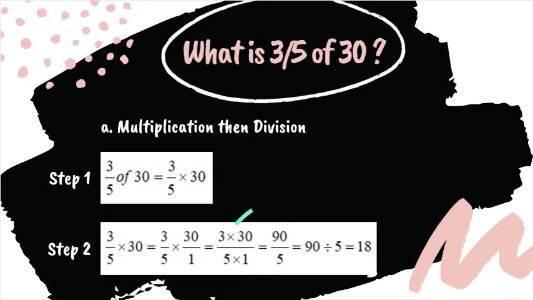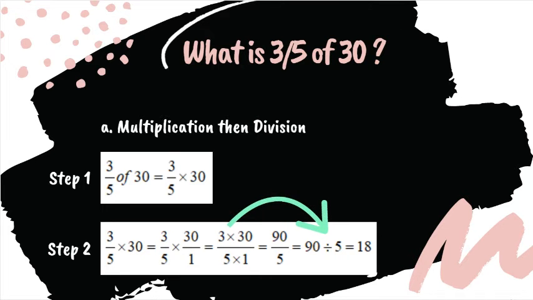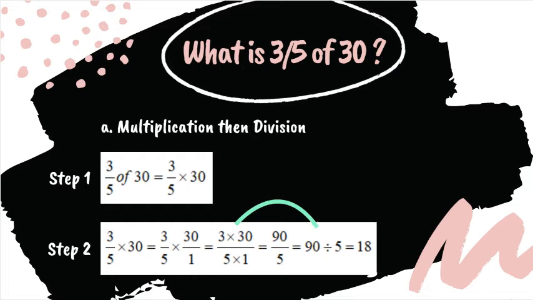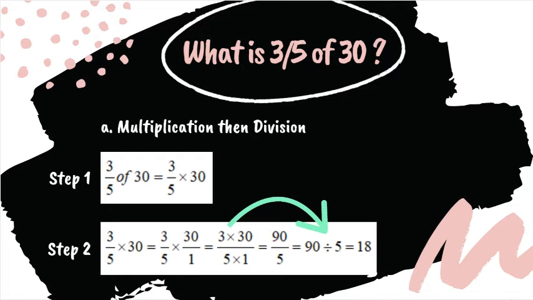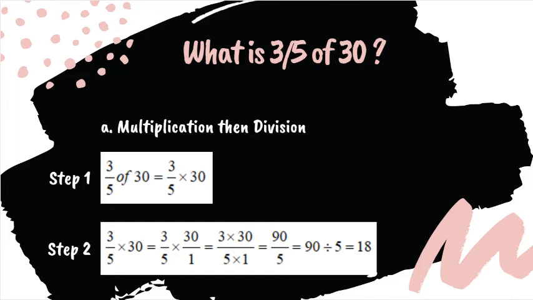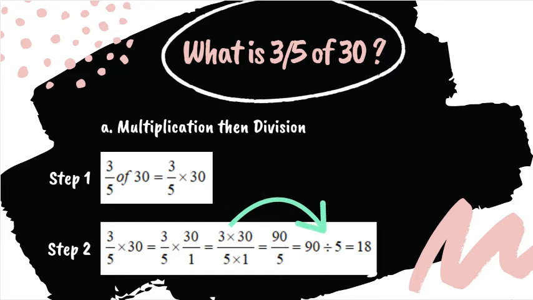Step 2. We will use multiplication and then division. It will become 3 over 5 times 30 is equal to 3 over 5 times 30 over 1. Then we just need to multiply the numerator with the numerator and the denominator with the denominator. It becomes 3 times 30 over 5 times 1. It will be equal to 90 over 5. 90 over 5 has the same meaning as 90 divided by 5. It is equal to 18.